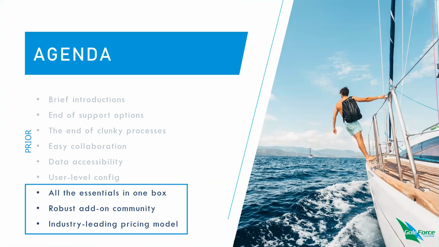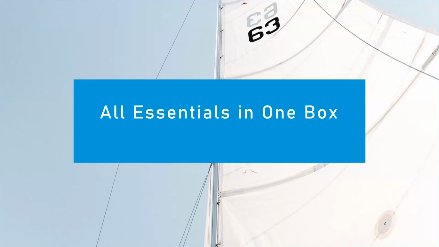Acumatica does a very unique pricing model. It's based on consumption, so it's not based on number of users. There is one instance of user-based pricing, but for the most part, it's on consumption basis, and we can explain that. All essentials in one box.